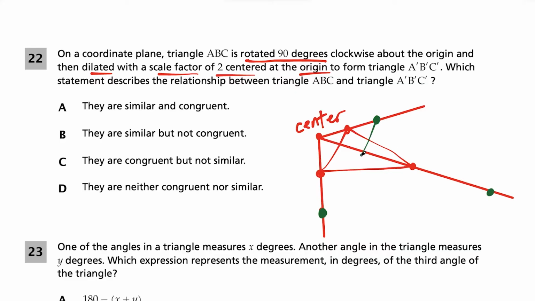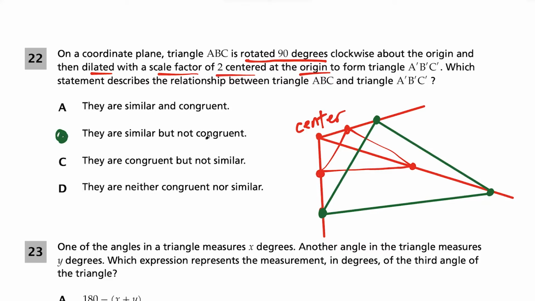But you could see that this new triangle here that I'm going to draw in green, the image of the original triangle, if I dilate with the scale factor of 2, these two triangles are the same shape, but they are a different size. So when two triangles are the same shape, but they are a different size, the word for that is similar. So the two triangles would be similar, but not congruent.